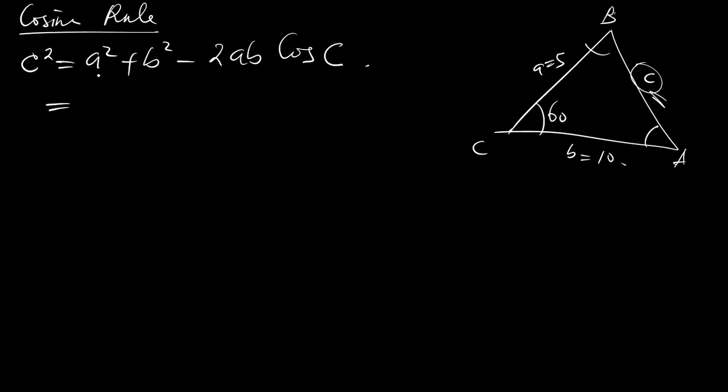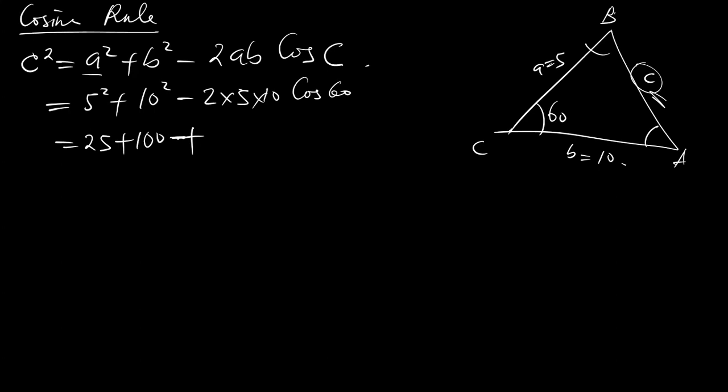So now let's start. You have A, which is 5 square, plus B, which is 10 square, minus 2 times 5 times 10 cos 60. So you now have this to be 25 plus 100 minus, let me just go straight to the point. 2 times 5 times 10 will give you 100. So, cos 60 is half, but let's now show how it is half.